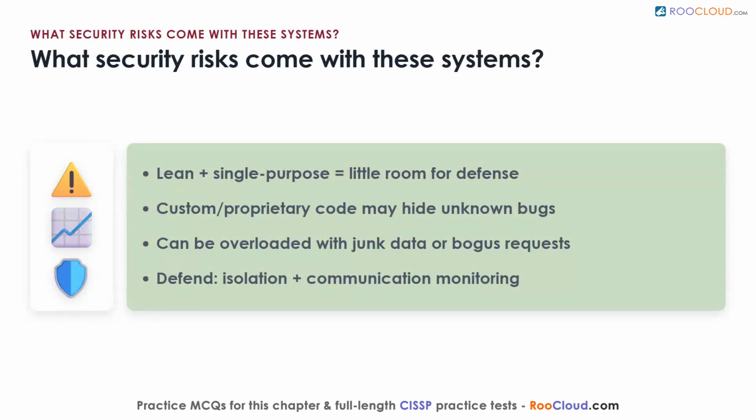What security risks come with these systems? The trouble is that they are lean and single-minded, so there is little room left for defense. They often run custom or proprietary code, which can hide unknown bugs waiting to be found. An attacker may flood one with junk data or bogus requests to overload it and knock it off its timing. So you wall these systems off, use isolation and watch their communications closely to catch abuse early.